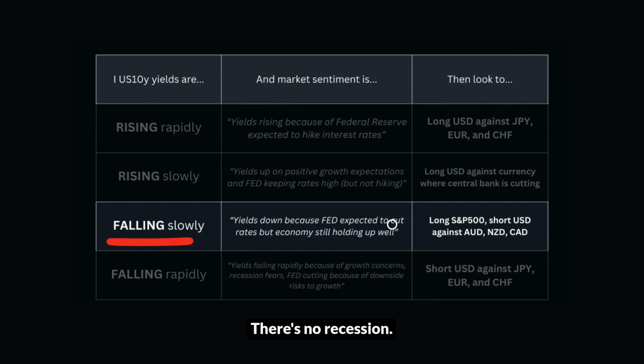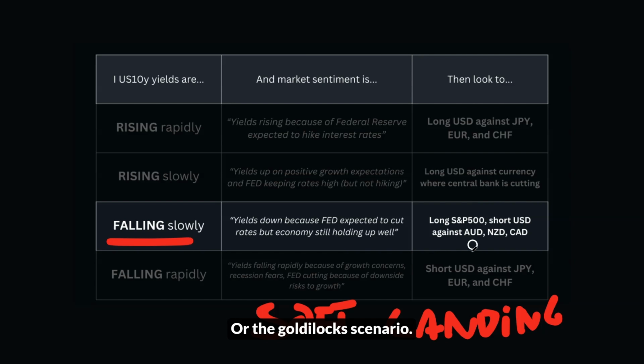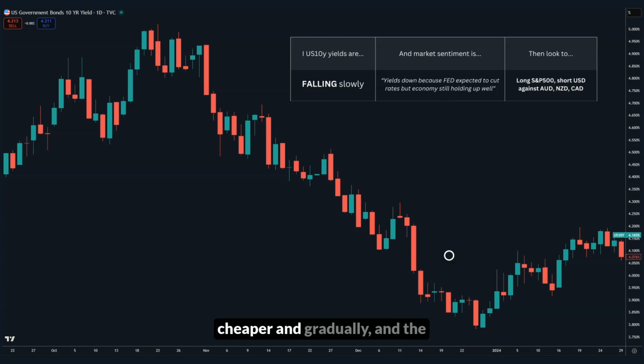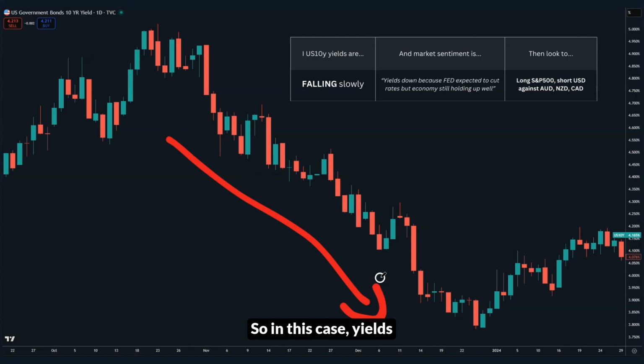Okay, there's no recession. That gives the Federal Reserve, central banks, room to ease interest rates, to cut interest rates, but not go for emergency cuts or 50 basis point cuts and whatever. They just ease off the brake a little bit. This is what traders often call a soft landing or the Goldilocks scenario. The cost of money gets cheaper gradually, and the economy is still doing okay. So in this case, yields fall, but they fall slowly.